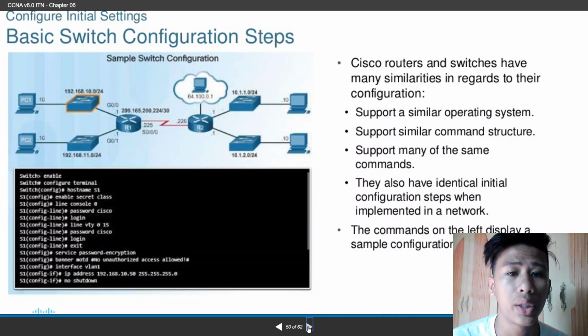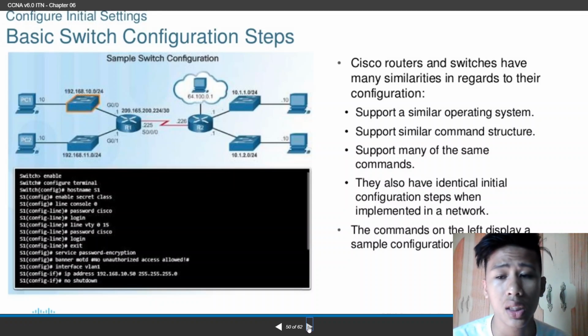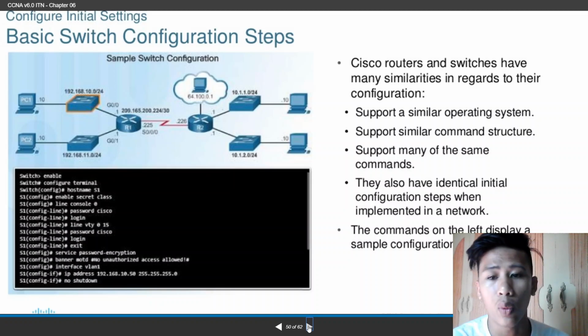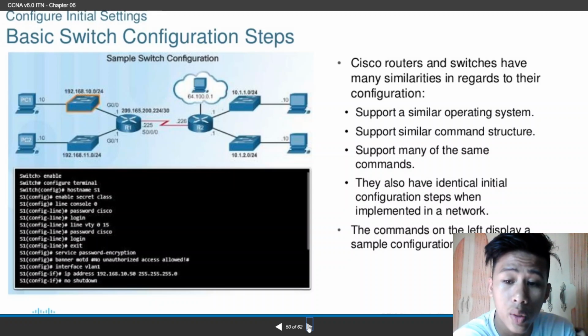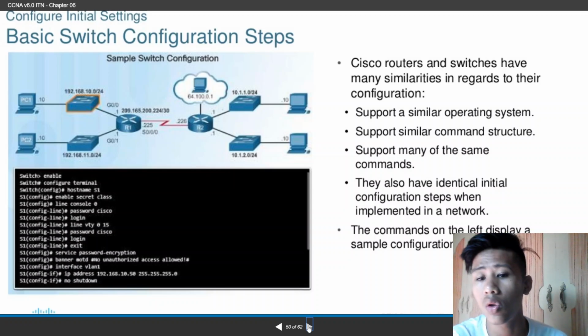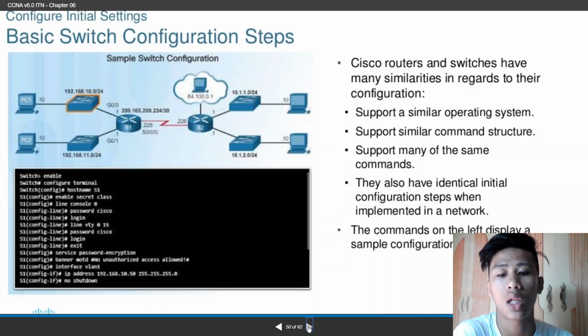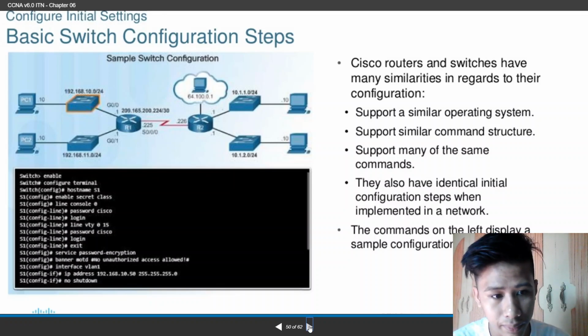Basic switch configuration steps. Cisco routers and switches have many similarities in regard to their configuration. They support a similar operating system, a similar command structure, and many of the same commands, and the commands on the left display a sample configuration of a switch. They also have identical initial configuration steps when implemented in a network.